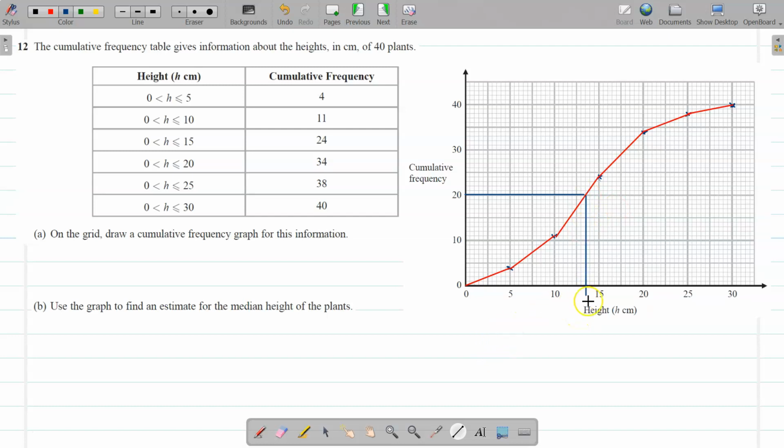And that looks to be, well, that's 13 and 13.5 on my scale there. Okay, they will give you a reasonable range of answers. So I'm going to put 13.5 centimeters. But my evidence of working out is what I've drawn on the graph here.